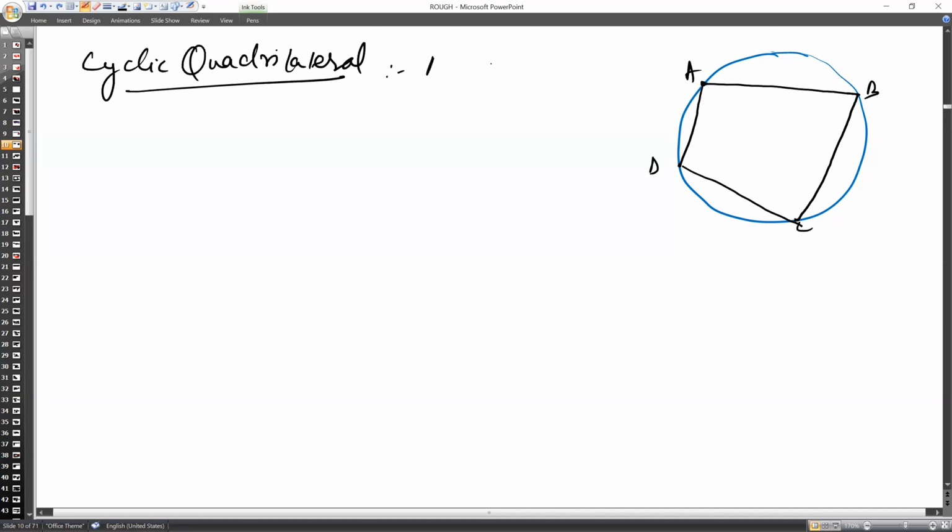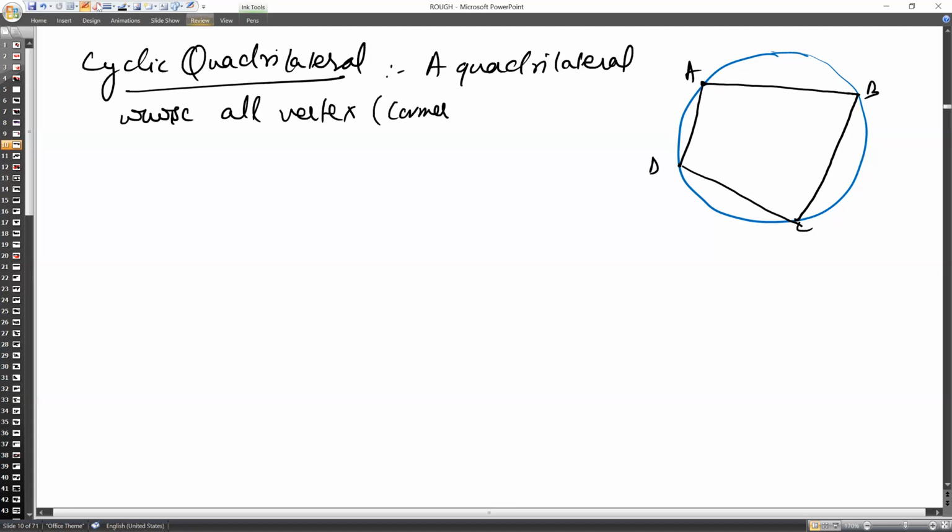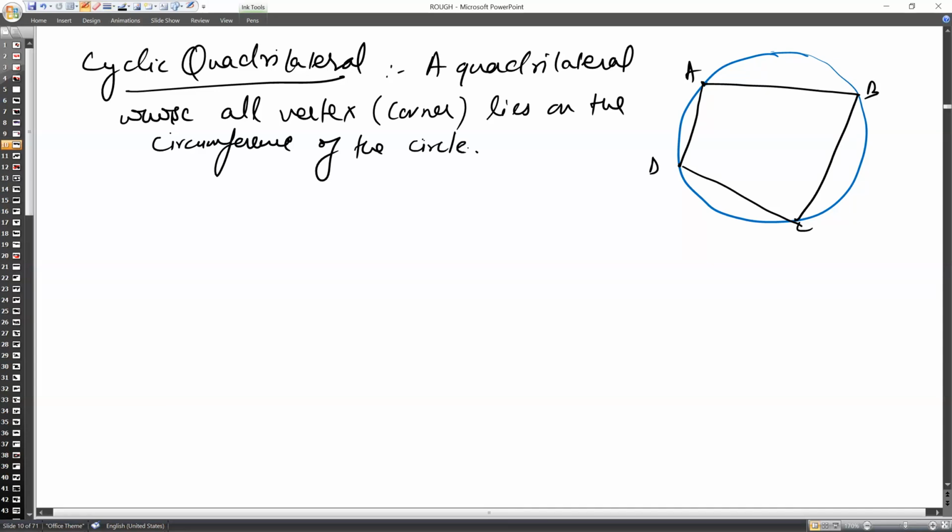A quadrilateral whose all vertices lie on the circumference of the circle. Okay. So this is called a cyclic quadrilateral.